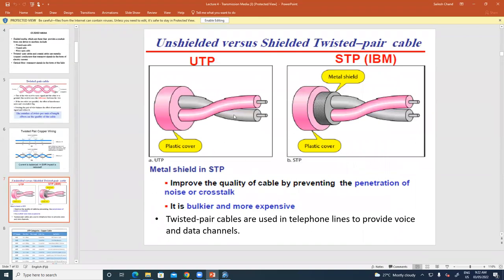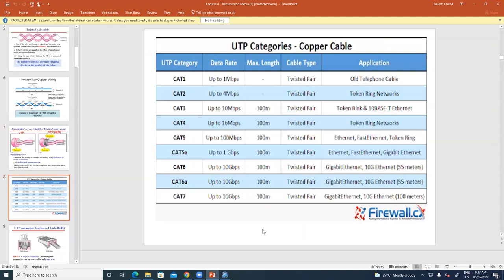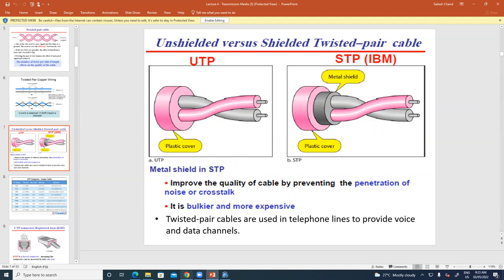Okay, unshielded versus shielded. The unshielded twisted pair, in short, we say UTP. You will see that there is a plastic cover and then the wires being twisted like that. The one with the shielded twisted pair, this is the IBM standard, has a metal shield and then the plastic cover. The metal shield in STP improves the quality of cable by preventing the penetration of noise or crosstalk. It is bulkier and more expensive. Twisted pair cables are used in telephone lines to provide voice and data channels. The unshielded twisted pairs are used in network environments that you see in today's networks.